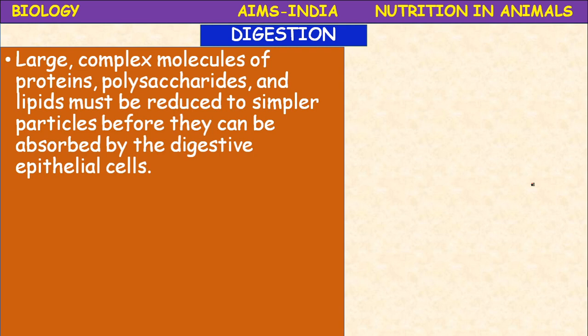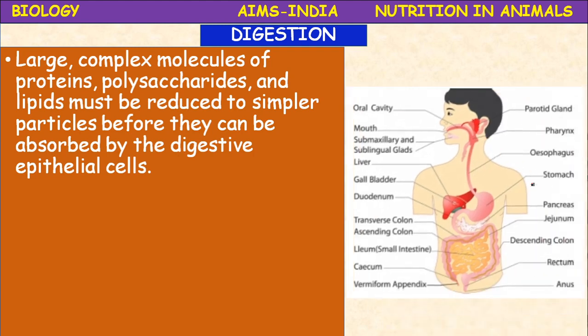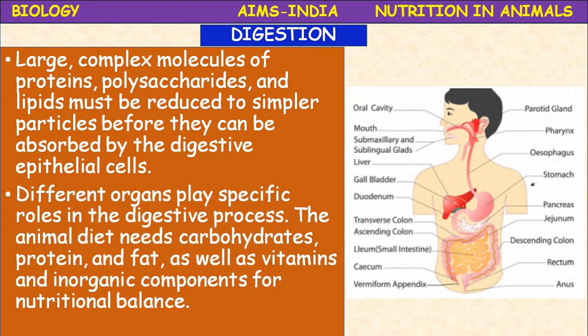So as it is, the food which we eat may not be absorbed directly. It must be converted to simpler particles. So that process where the complex large molecules are converted into simpler particles is called digestion. The different organs play a specific role in the digestive process.